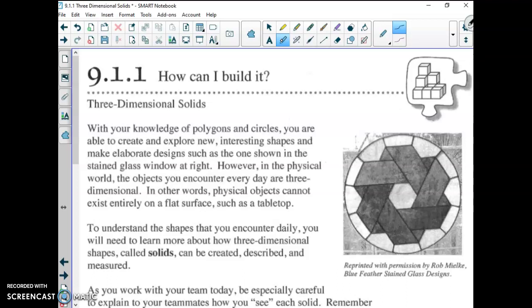However, in the physical world, objects you encounter every day are three-dimensional. That's just how life works. So physical objects can't exist on a flat surface such as a tabletop. Even a piece of paper has a thickness to it. It may feel two-dimensional, but it is truly three-dimensional. So we're going to need to learn more about solids. They can be created, described, and measured.